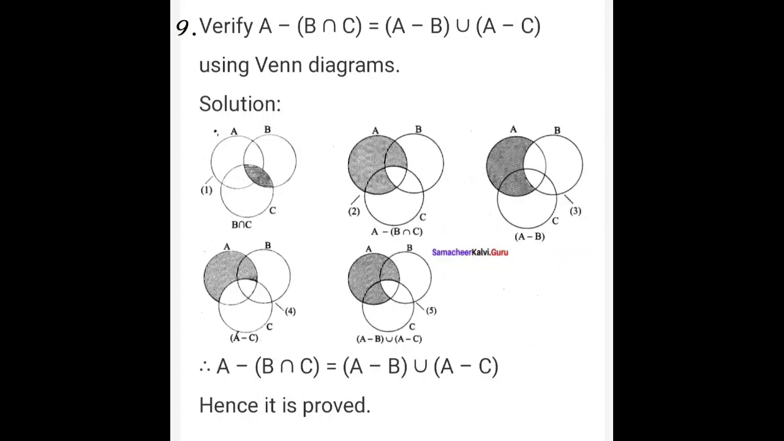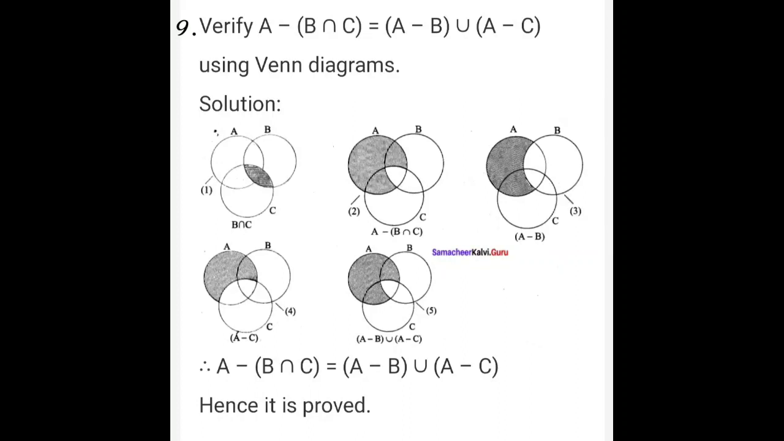Second one, A minus (B intersection C). Don't shade B intersection C, shade the remaining part of A. That is diagram number 2.